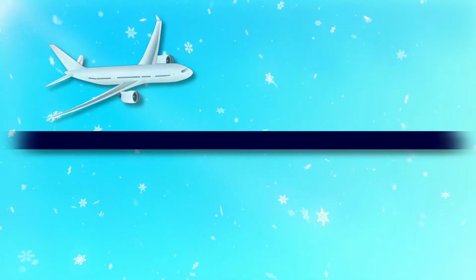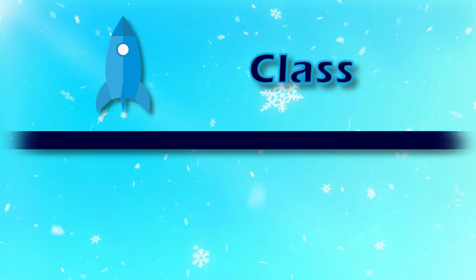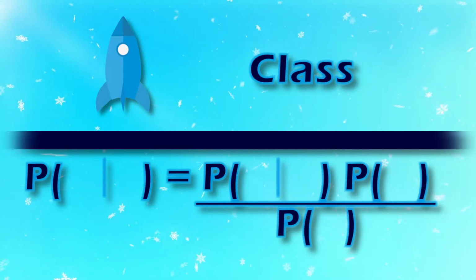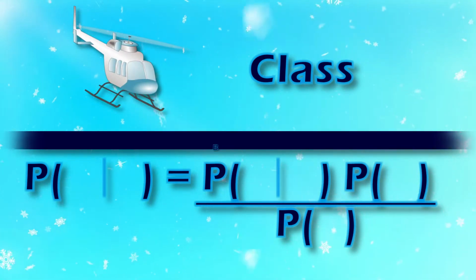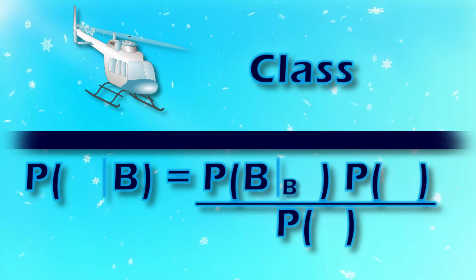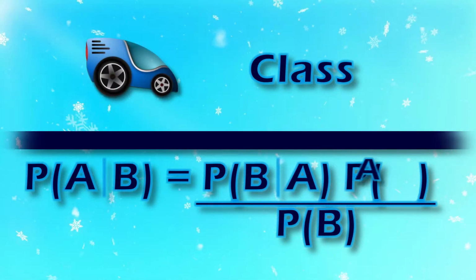Probabilistic classification algorithms predict the probability that an item belongs to a class. The Naïve Bayes classifier determines the probability that an item belongs to a specific class by using Bayes' theorem. It determines the probability that A occurs given B.